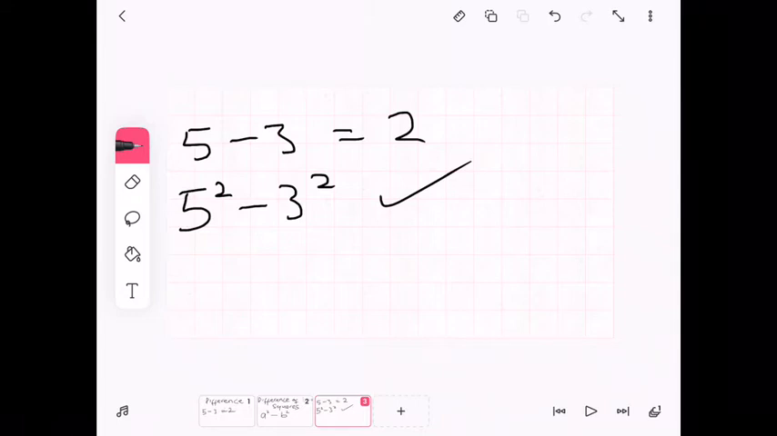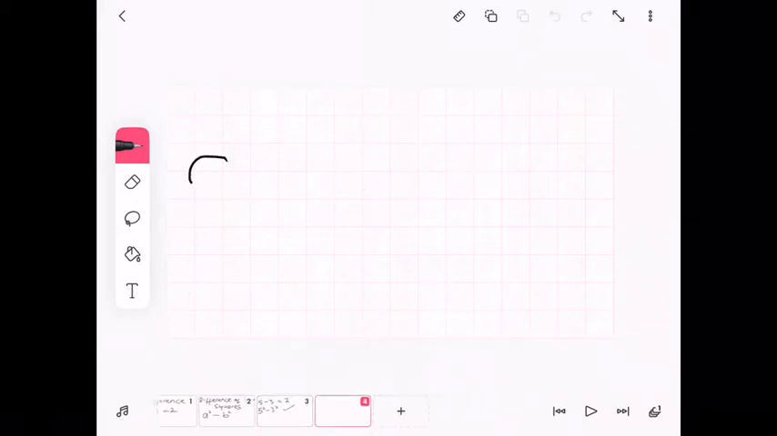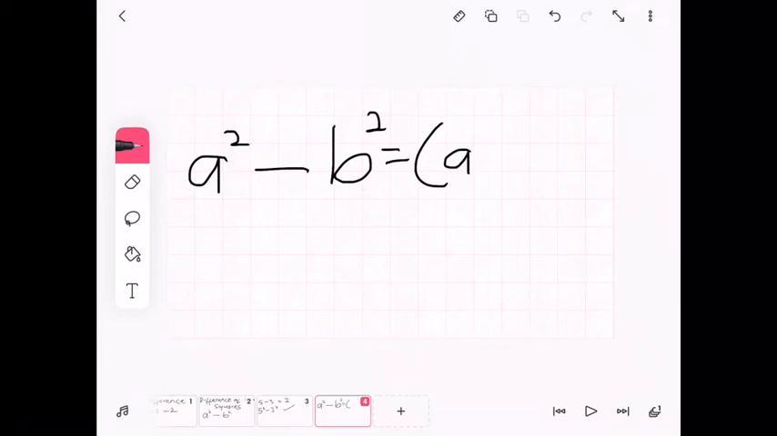Now, the general rule for solving difference of two squares goes this way. The first number squared, a, can be any number at all. It is a variable, minus a second number squared. B can also be any number at all. So you can simply solve it this way: (A minus B)(A plus B).